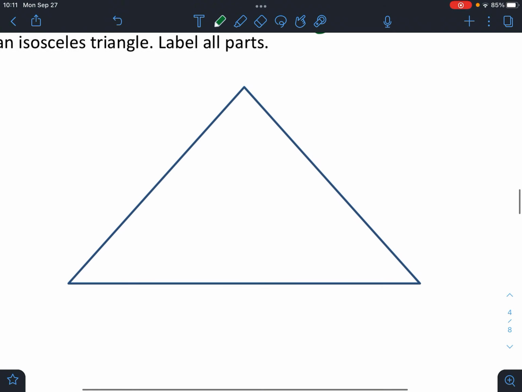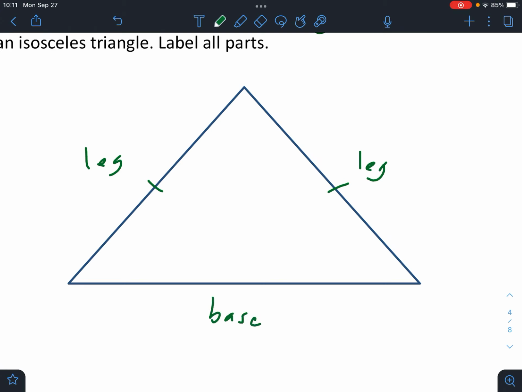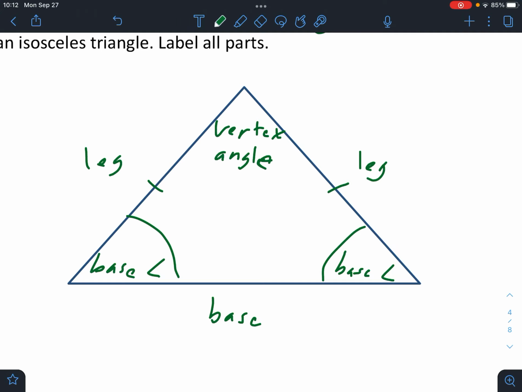Down here we have an isosceles triangle, again labeling all the parts. So it looks like these are congruent sides. Those are also called the legs. In an isosceles triangle, the legs are always equal. The third side is called the base. Across from the base, this angle up here is called the vertex angle. And the two angles that are on the base are called the base angles. We'll learn in our next lesson that the base angles are also congruent, but a little preview of what's coming next.